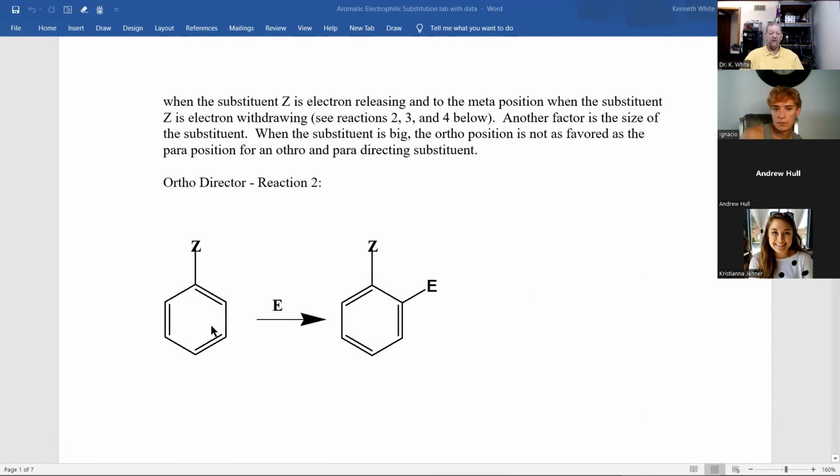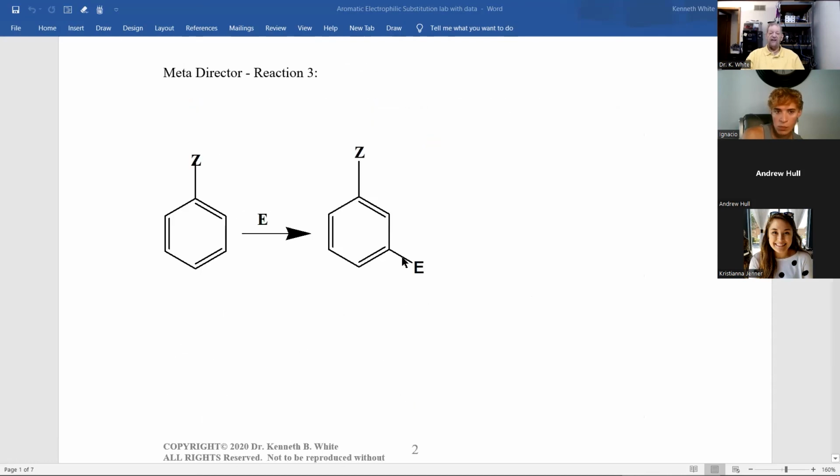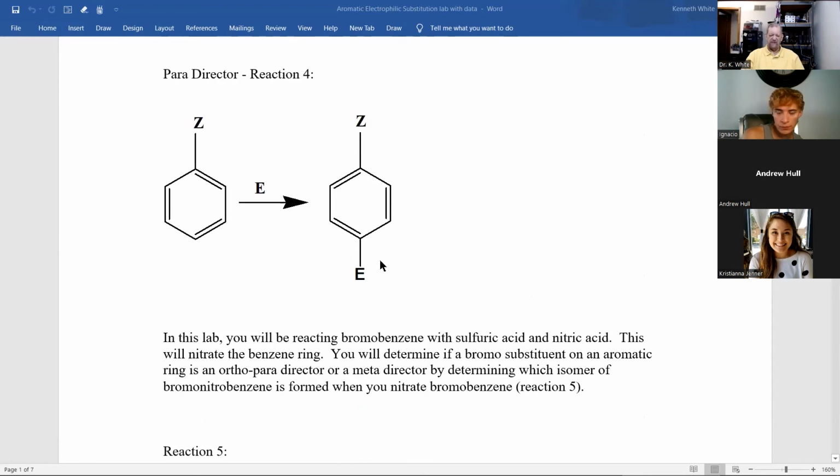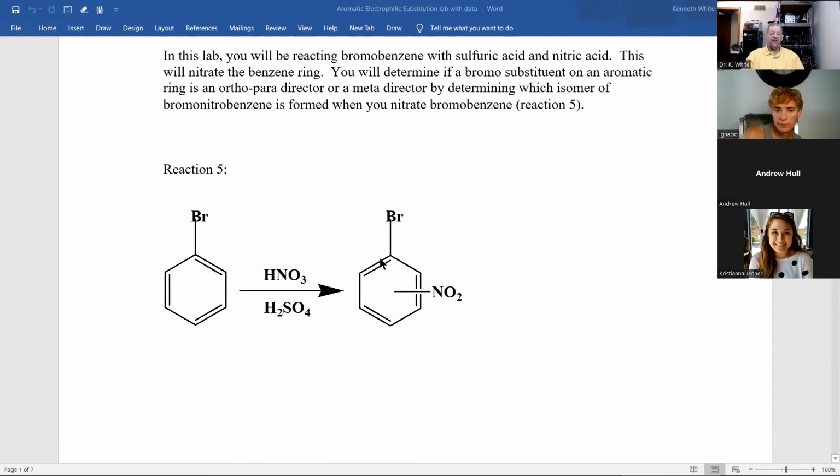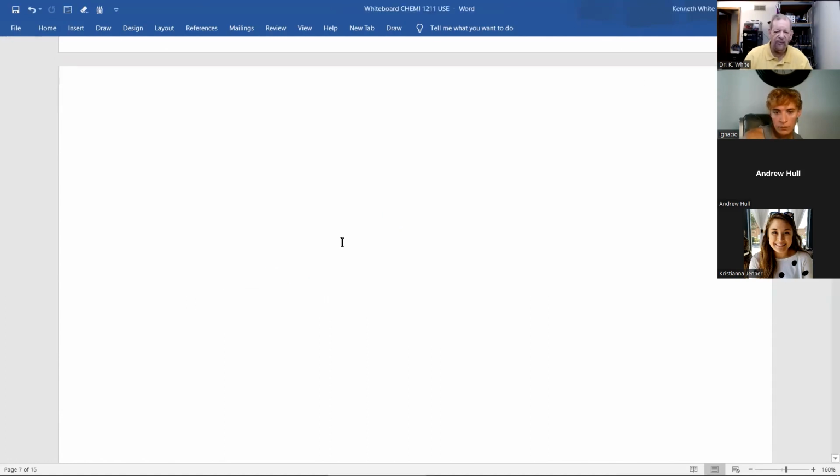Now, what happens when there's something on the ring, Z? Well, Z affects the electrophile coming in by stabilizing or destabilizing, depending what it is. Now, you could have the electrophile going in the ortho position. It could go in the meta position, or it could go in the para position. And in this lab, you're going to find out what type of director bromine is. Now, it turns out, and let me go to my whiteboard and pay attention.